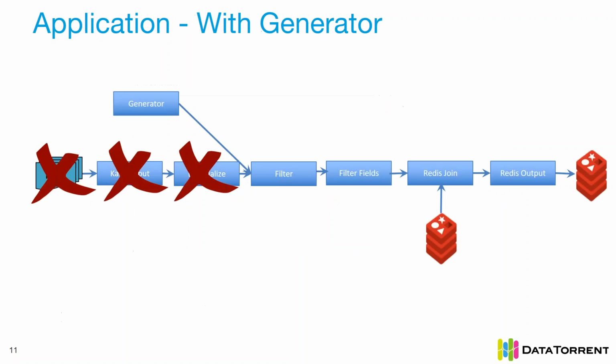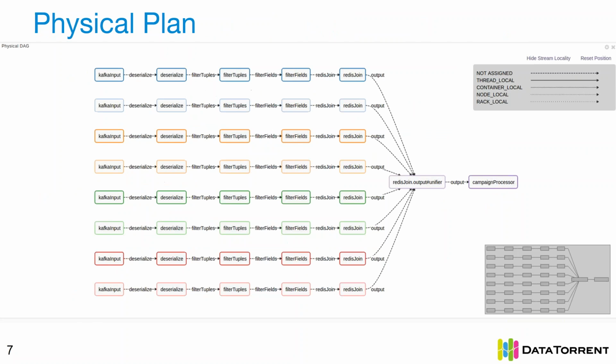If I go back to the diagram, it will be clear. If you look at this diagram, this is our exact physical plan. The first 5 operators, including the Redis join, run as one container. So now I have 8 containers here. Each line is one container, and all those things are running in parallel in a single container.